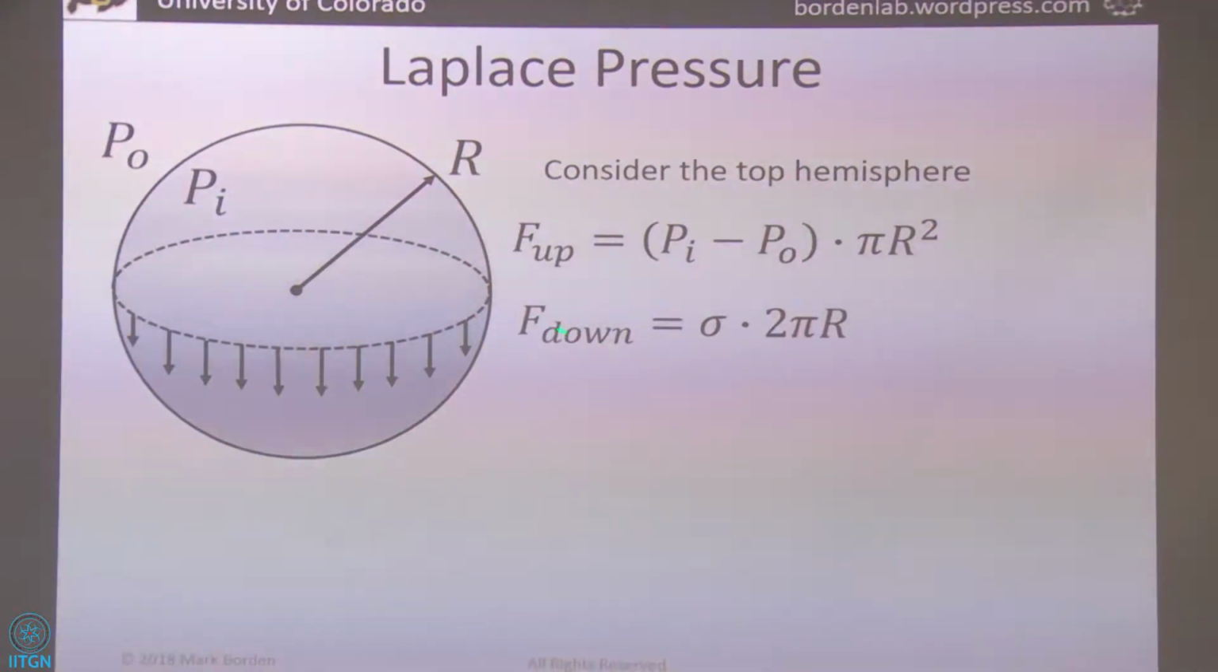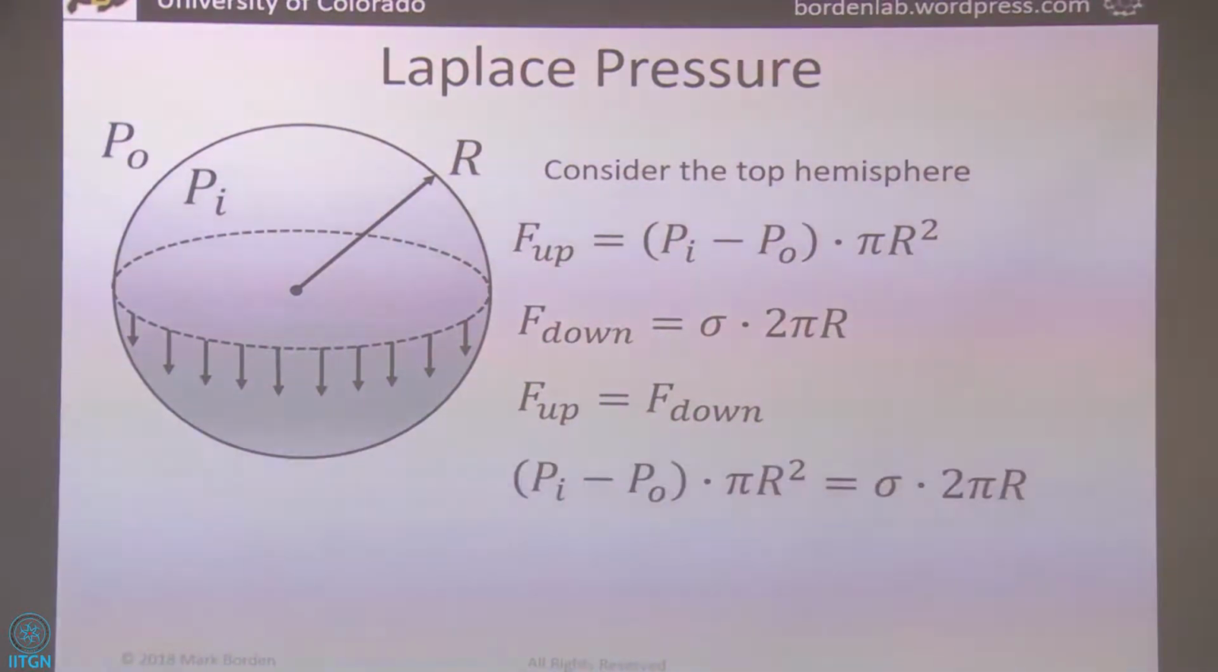And then what's pushing down is the surface tension times the perimeter of the bottom of this hemisphere. So that's what's pulling down. And at mechanical equilibrium, this is where we're defining mechanical equilibrium. This is why we say the bubble, even if it's in mechanical equilibrium, is not in thermodynamic equilibrium. But here we're assuming it's in mechanical equilibrium. So these forces are equal.